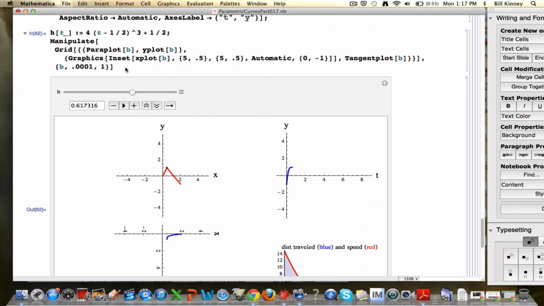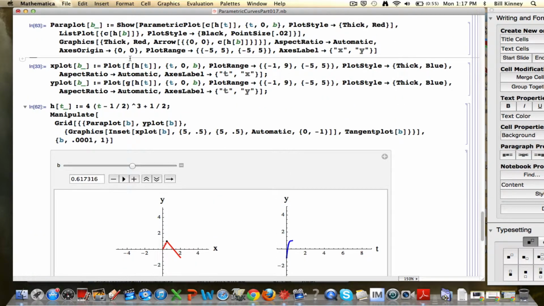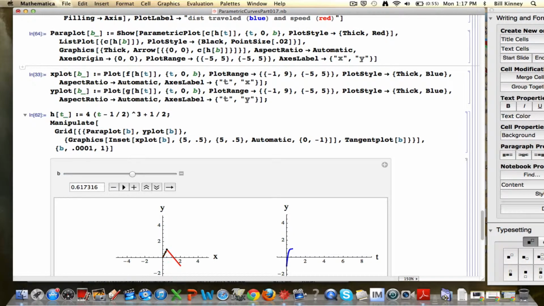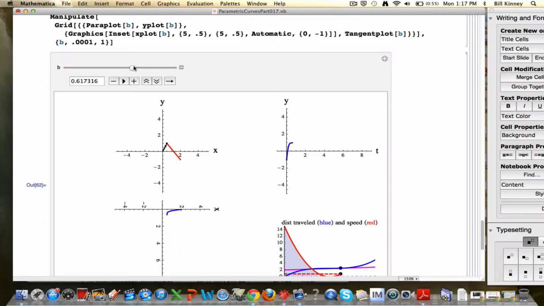I could also make it a thick black one. It was a regular black one before. I guess if I just get rid of red, it should be a thick black one. Yeah. Now you see it's a thick black one up in the upper left there again. That again is a position vector.